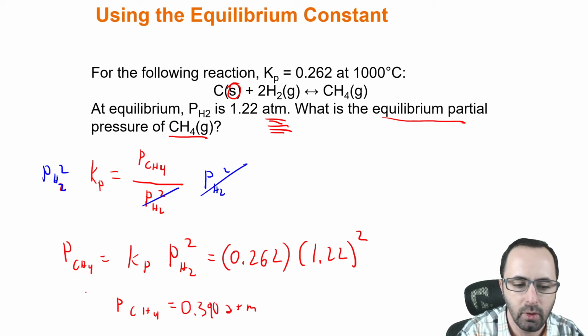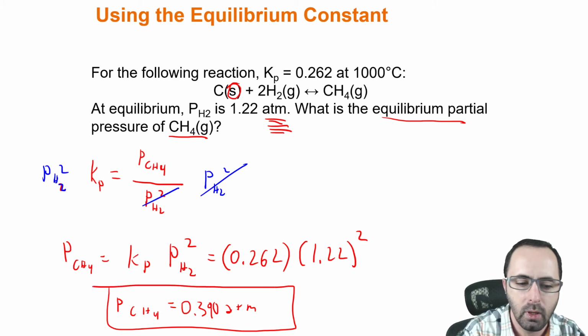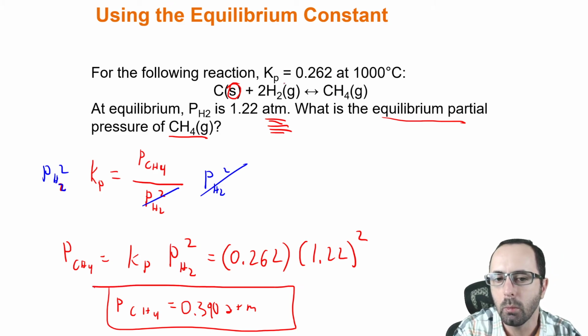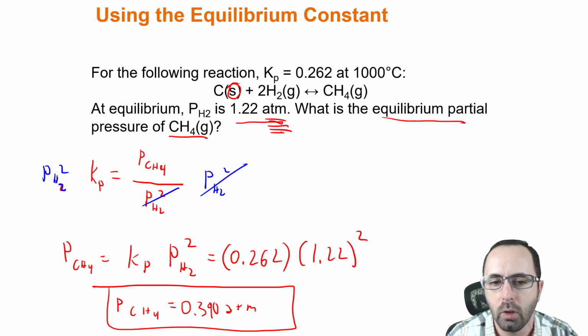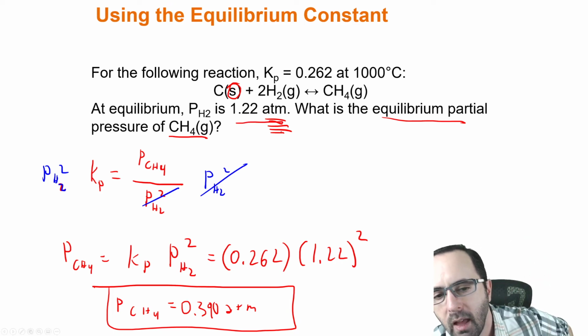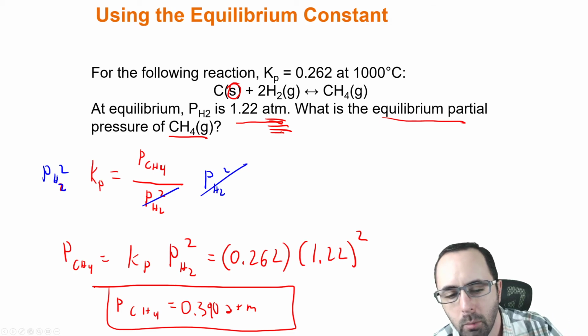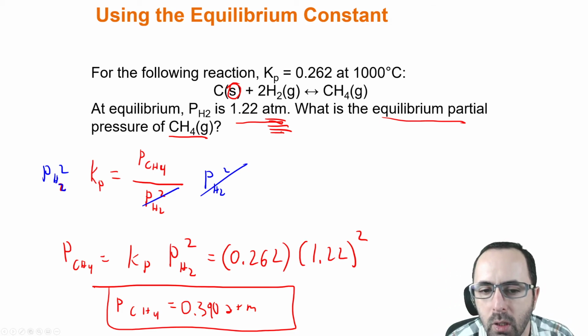0.390 atmospheres. And so if we are given the equilibrium constant and the pressures or concentrations of the other components at equilibrium, we can determine whatever component we don't have the pressure or the concentration of. And so that's another way that we can use the equilibrium constant.